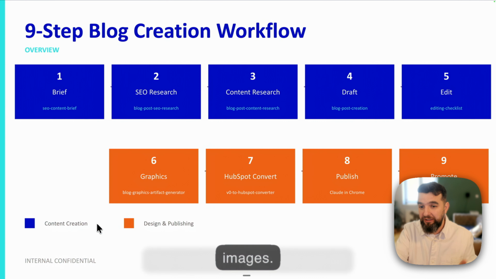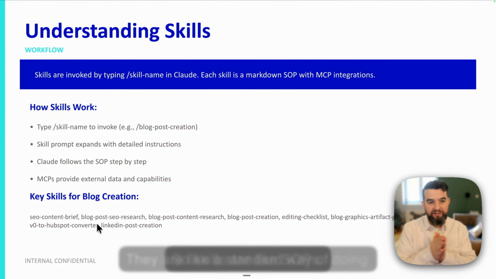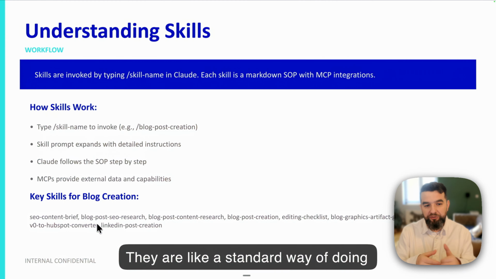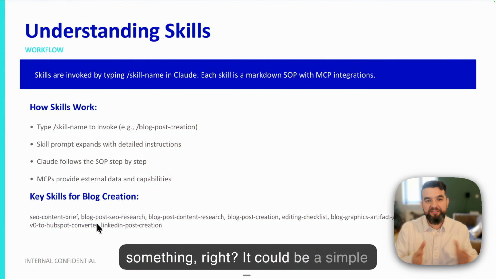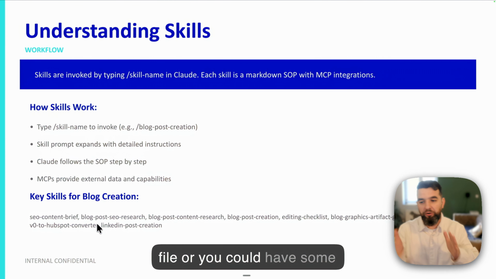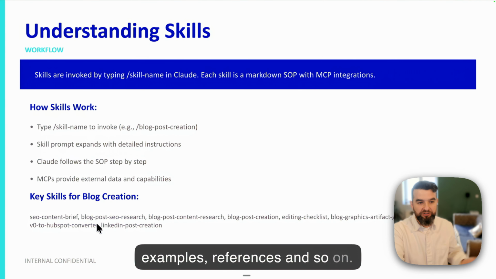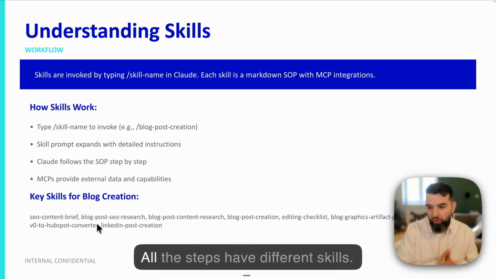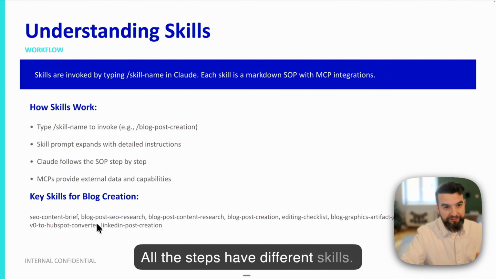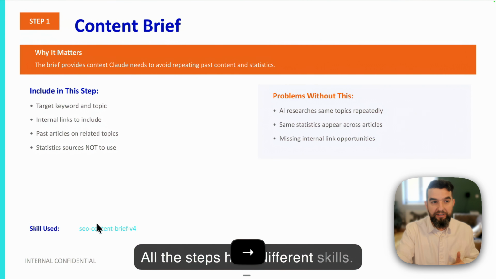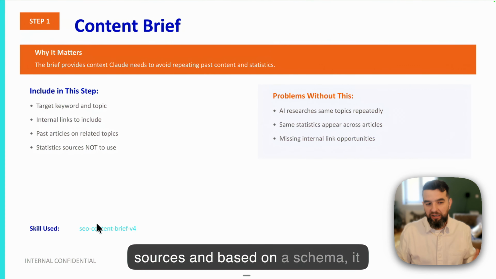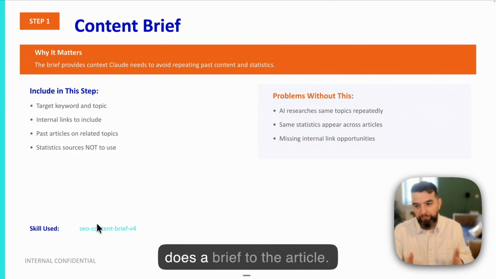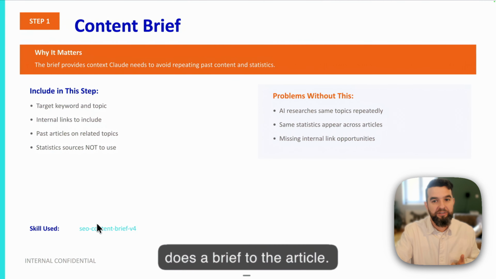So, understanding skills. Skills are like SOPs. They are like a standard way of doing something, right? It could be a simple skills.md file, or you could have some examples, references, and so on. So we have skills for this. All the steps have different skills. Now you have a content brief skill, which looks into the keyword, internal links, past articles, statistics, and sources. And based on a schema, it creates a brief for the article. So it really understands well.